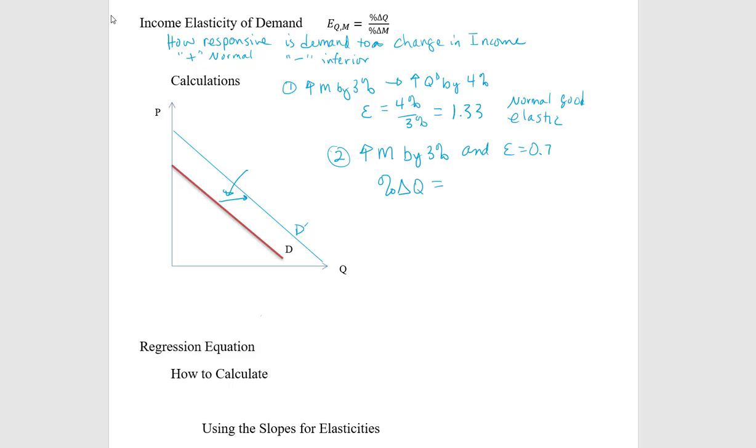Well, like all the other formulas we've looked at, it's percentage change in quantity equals elasticity times whatever that thing was that was in the denominator. So our elasticity is 0.7. The percentage change in income is 3%. We get 2.1%. That means a 3% increase in income is going to cause consumers to demand approximately 2.1% more of the good, or a rightward shift of that demand curve.